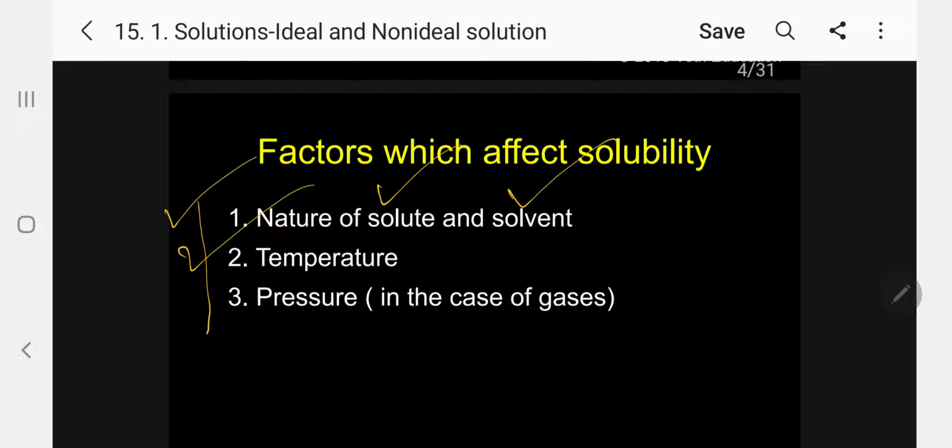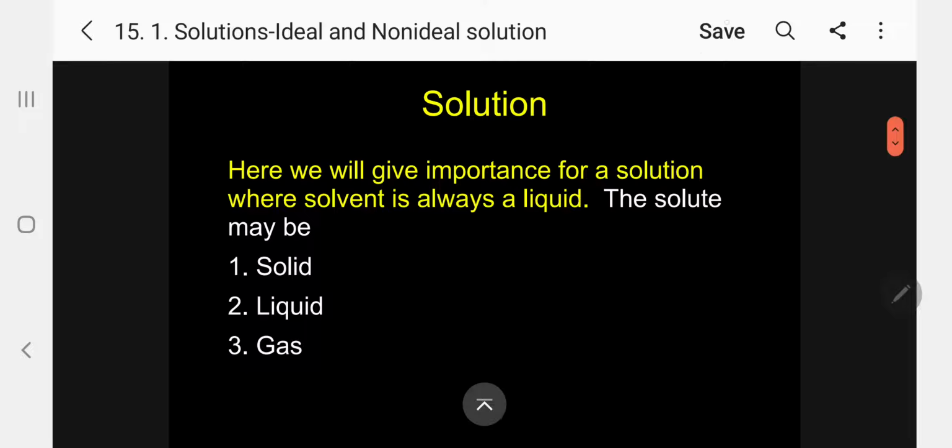Number 2, temperature will affect the solubility. Whenever temperature increases, solubility increases. And pressure is another important factor in the case of gases. High pressure will increase the concentration of the gases, that is, solubility increases. Can you follow?